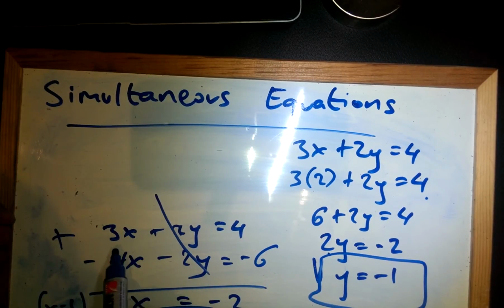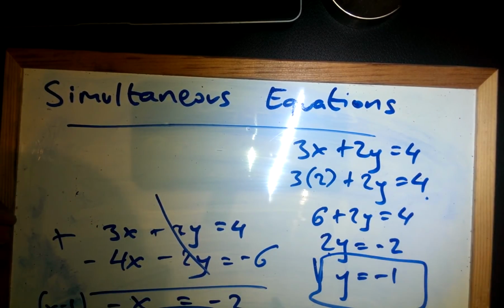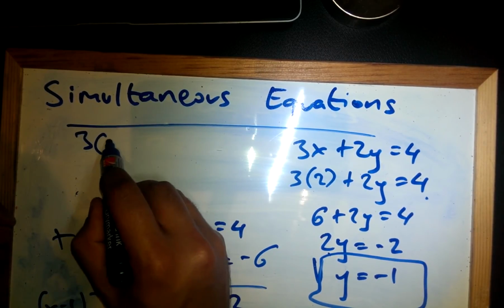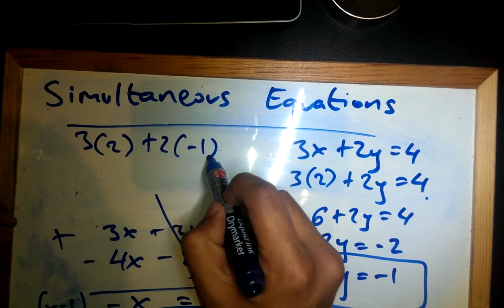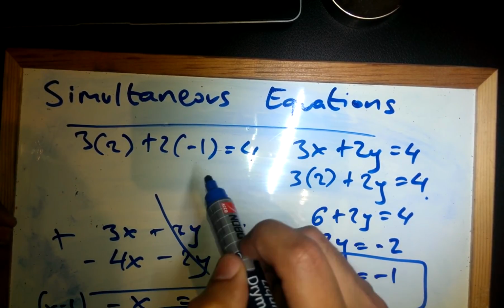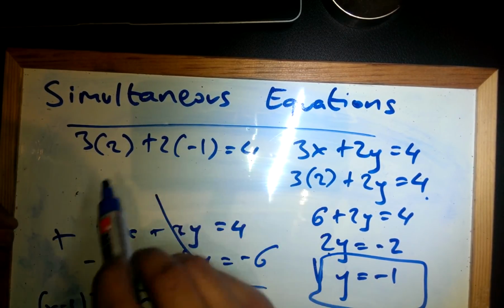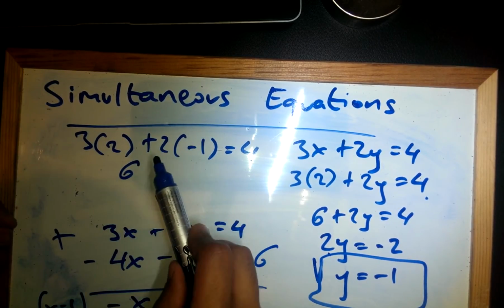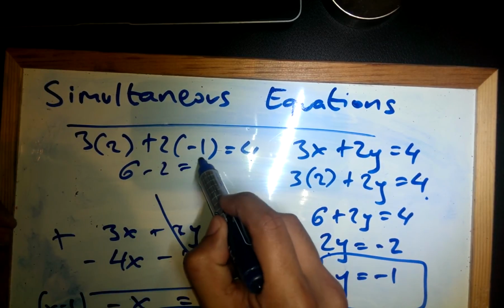Now if you want to prove that to yourself and double check you've got the answer right, if we use this equation here, 3x plus 2y equals 4, if I do 3 times that x plus 2 times y equals 4, we should get 4 on this side, as the equals is a balance. 3 times 2 is 6, and this over here is minus 2, equals 4.